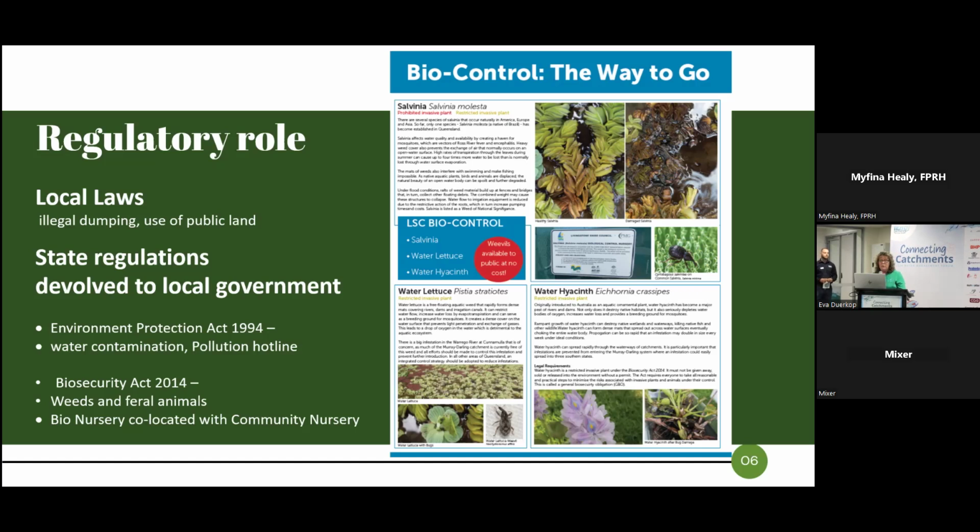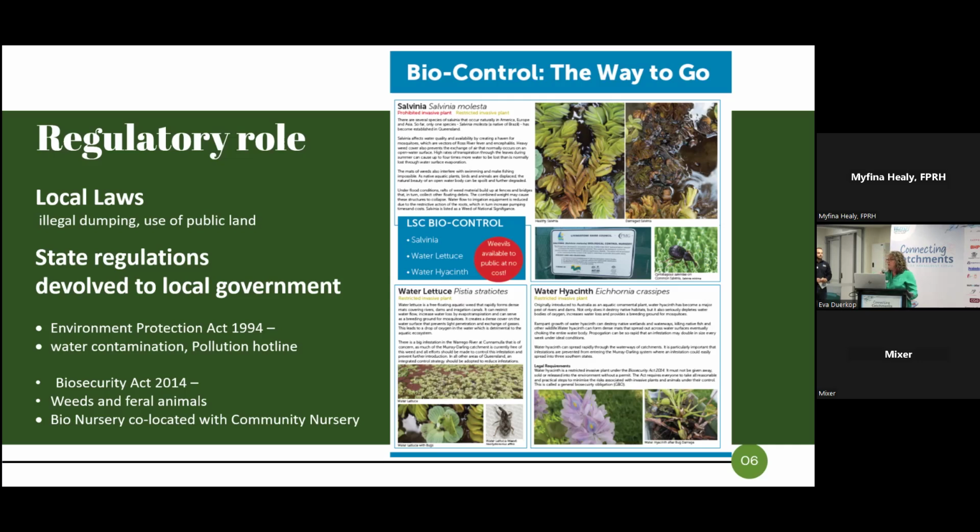So when people call the pollution hotline, a range of those complaints or issues raised will actually be directed to a local government to investigate. And often local governments are not well resourced in that space. And you'll hear this from local governments, I'm sure, in relation to the resources we need to implement state regulations.